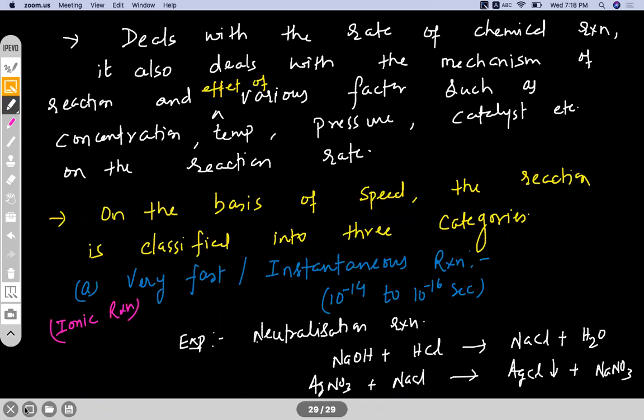Second type of reaction we have is very slow reaction, just opposite. Very slow reaction means what? Corrosion. It takes months. These are the very slow reactions. Extremely slow at room temperature. Write down: extremely slow at room temperature.